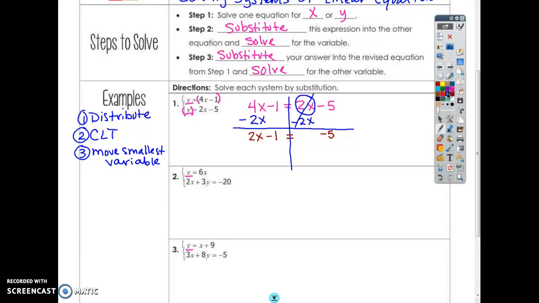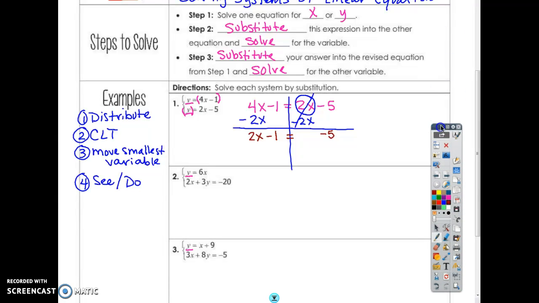And the fourth step is what? What was the fourth step after we move the smallest variable? C-do. Okay, so what do you see happening with the x?